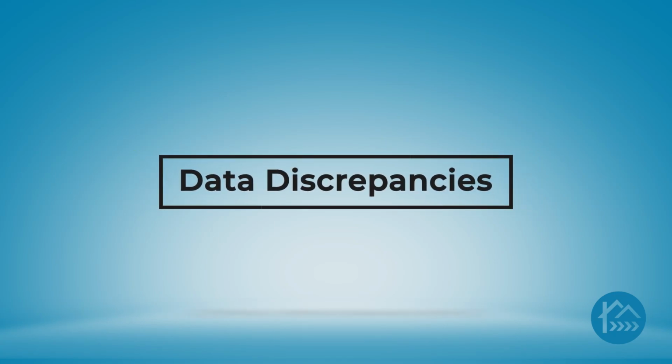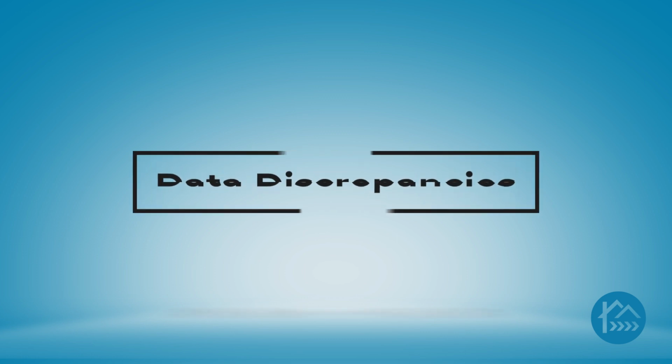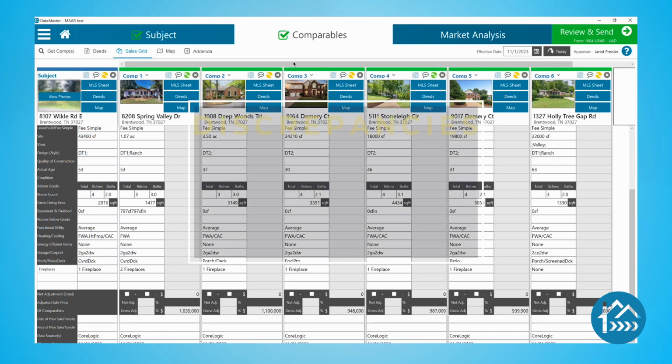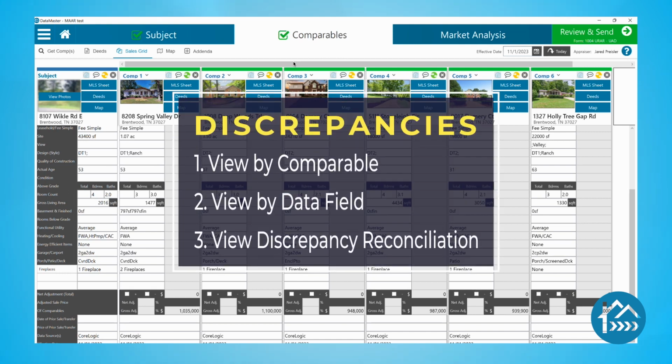Today, I'll show you how to view, select, and disclose property data discrepancies using DataMaster. I'm going to break up this video into 3 parts. First, I'll show you how to view discrepancies by comparable property. Next, I'll show you how to view discrepancies for specific data fields. And finally, I'll show you where to view discrepancies before sending the file to your form software.